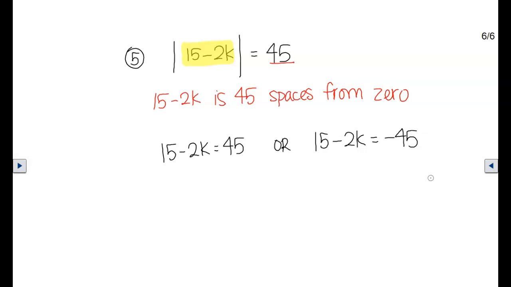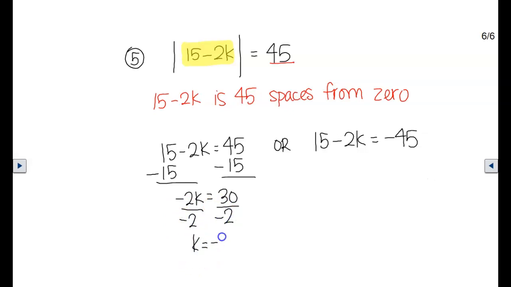And now we know about 15 minus 2k, we want to know about k. So let's solve each of these for k. So to solve for k over here, we would first subtract 15 from both sides. That would give us negative 2k is equal to 30. Then we would divide each side by negative 2, which would give us k equal to negative 15.